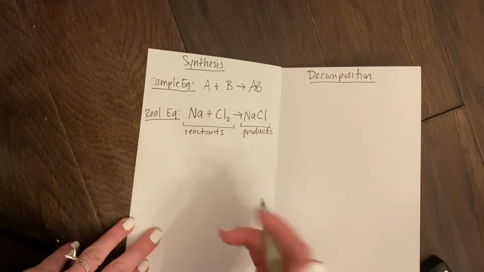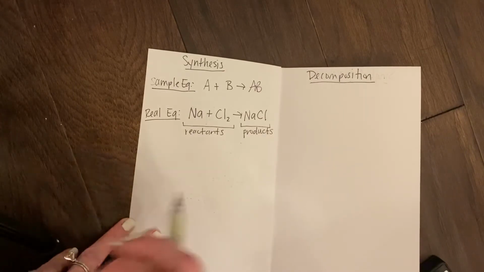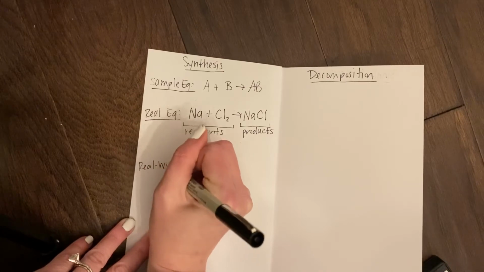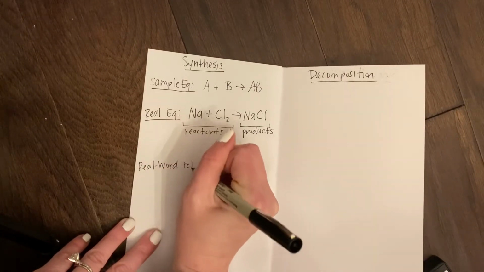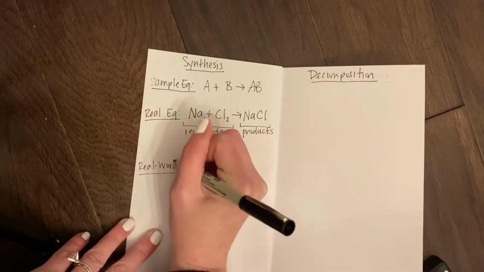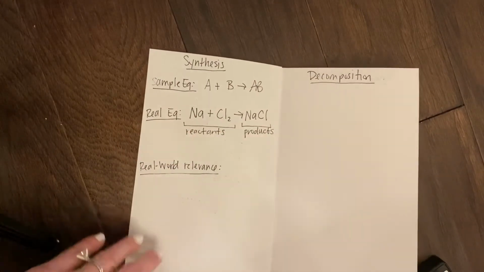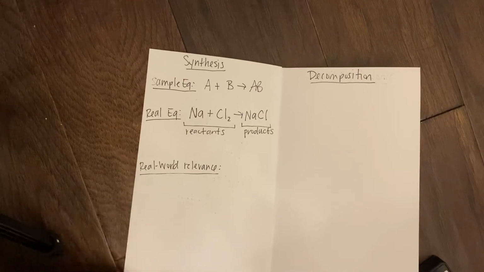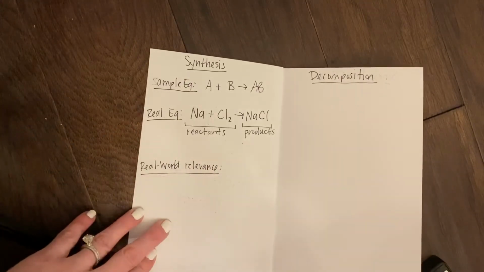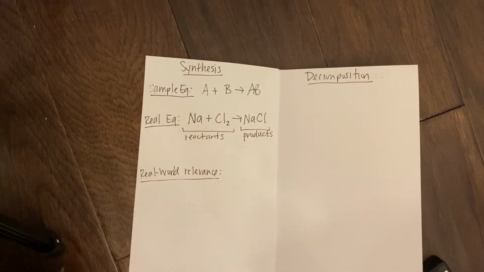Once I have this, the last part that I'm going to do is basically write my real world relevance. Okay, real world relevance. Why do we care about this reaction? And then you're just going to write about 2 sentences, okay, telling me about this reaction, what it does, what it's actually doing, why it's important, okay?